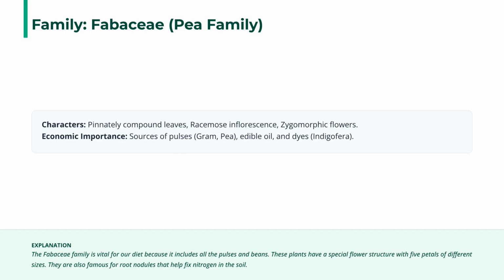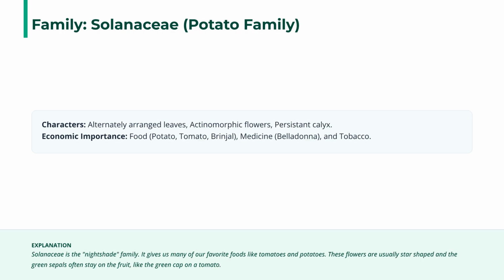The Fabaceae family, or pea family, includes pulses and beans. Key features are pinnately compound leaves, racemose inflorescence, and zygomorphic flowers. They are economically important for food and nitrogen fixation. The Solanaceae, or potato family, includes foods like tomatoes and brinjal. They are characterized by alternately arranged leaves, actinomorphic flowers, and a persistent calyx, often seen as the green cap on a tomato.